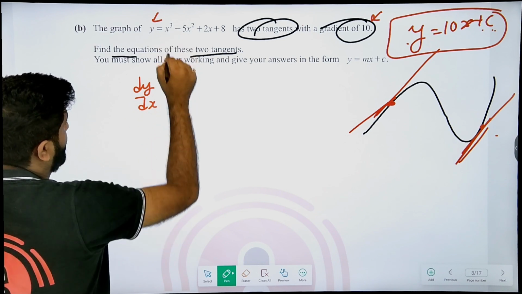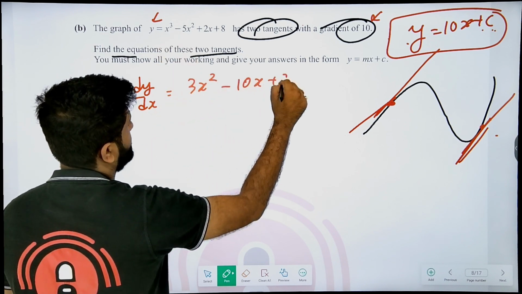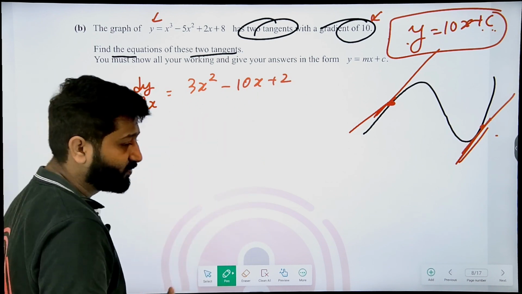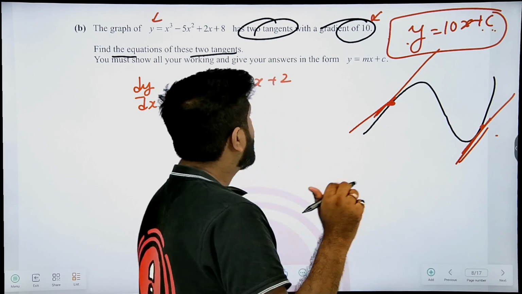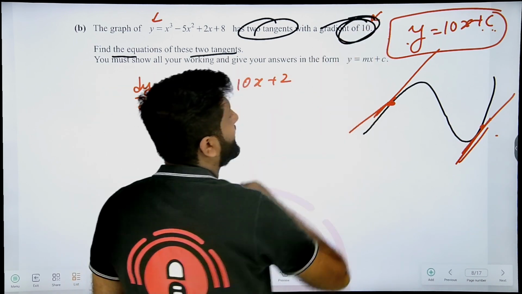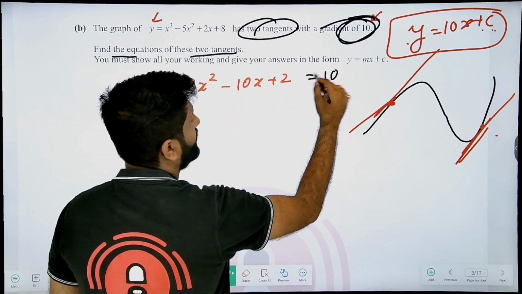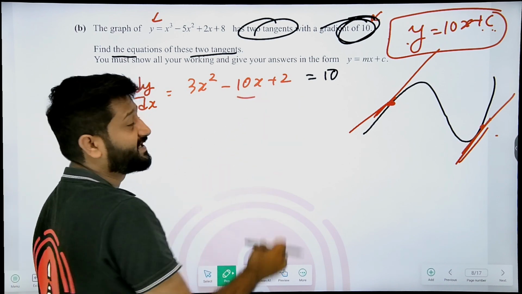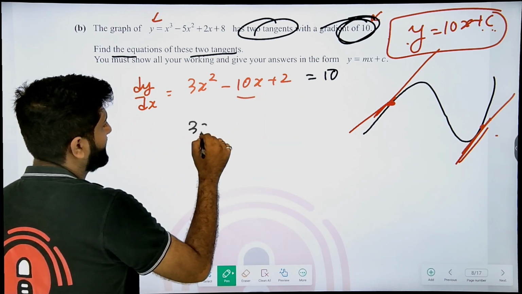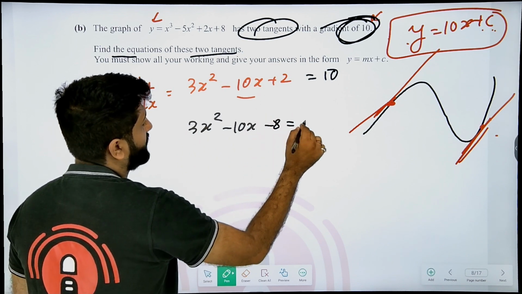So I have dy by dx is 3x square minus 10x plus 2. And this is my dy by dx. What does dy by dx give you? dy by dx gives you the gradient. Now guys, they are saying that the gradient is 10, which means 3x square minus 10x plus 2 equals 10. Now my purpose here is to find the value of x. So I can write this as 3x square minus 10x minus 8 equals 0.